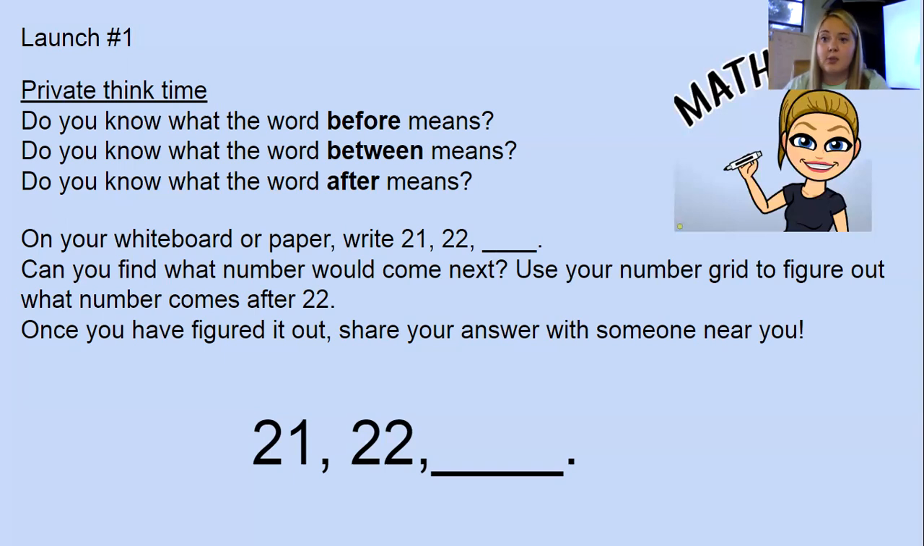If you need more time, you can pause the video now and take more time. What number comes after 22, friends? On the count of 3, I want you to say it. Ready? 1, 2, 3. I heard you all say 23. Oh my goodness, you guys are so smart. So if you find 22 on your number grid and go to the number that is right next to 22 that comes after it, that's 23. Nice work, friends. Let's move on to our next launch.